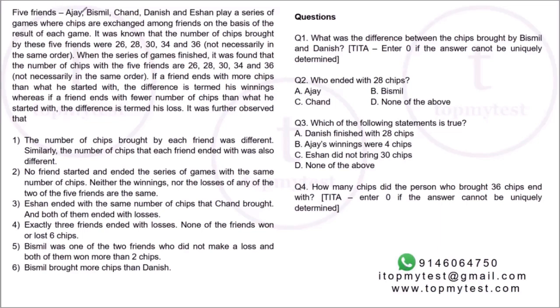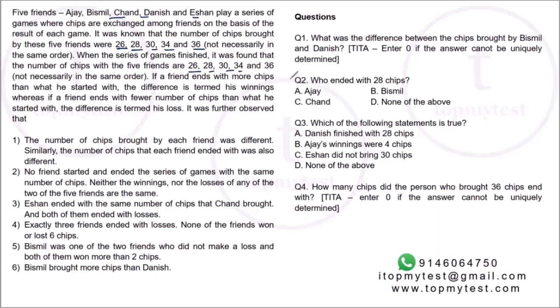Five friends, Ajay, Bismil, Chand, Danish, and Ishan, play a series of games where the chips are exchanged among friends on the basis of the result of each game. It was known that the number of chips brought by these friends were 26, 28, 30, 34, 36. Okay, these were the original chips, right? Not necessarily in that order. When the series of games finished, it was found that the number of chips with the 5 friends were 26, 28, 30, 34, 36, right? Not necessarily in the same order.